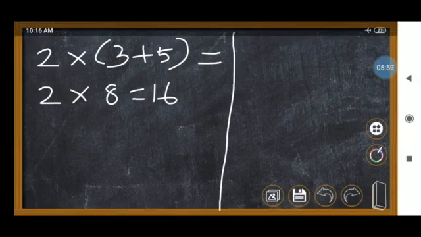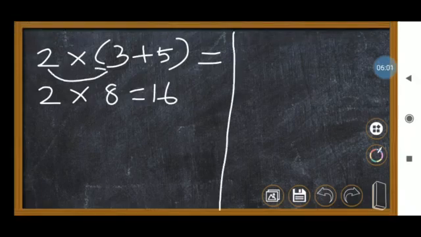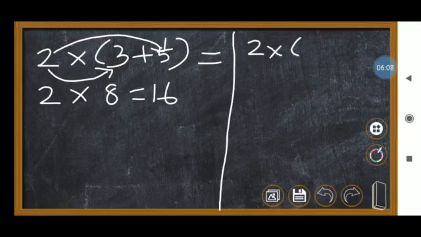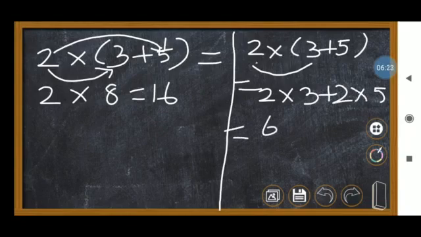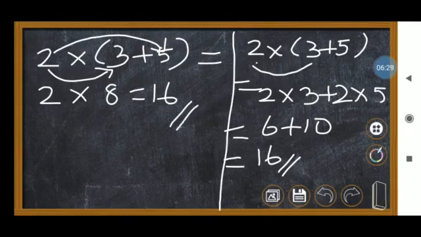Otherwise, first we can take 2 and multiply it with 3, and take 2 and multiply it with 5. For example, 2 into 3 plus 5, we can write in terms of 2 into 3, first 2 multiplied by 3, and the plus symbol, then 2 into 5. So 2 into 3, what's the value? 6. And 2 into 5, what's the value? 10. So 6 plus 10, what's the value? 16, right? So here also 16, the same answer came, no?